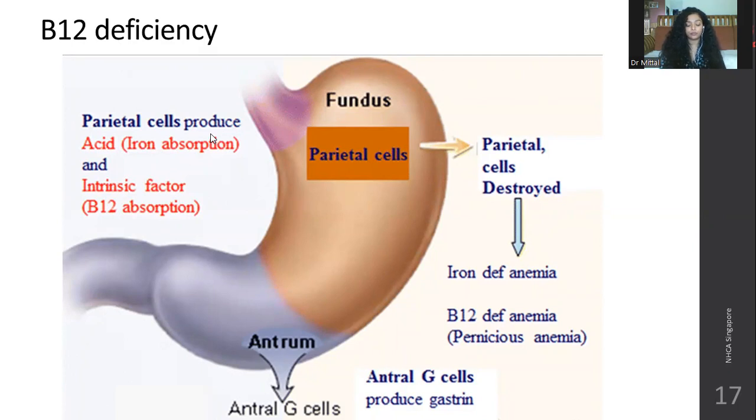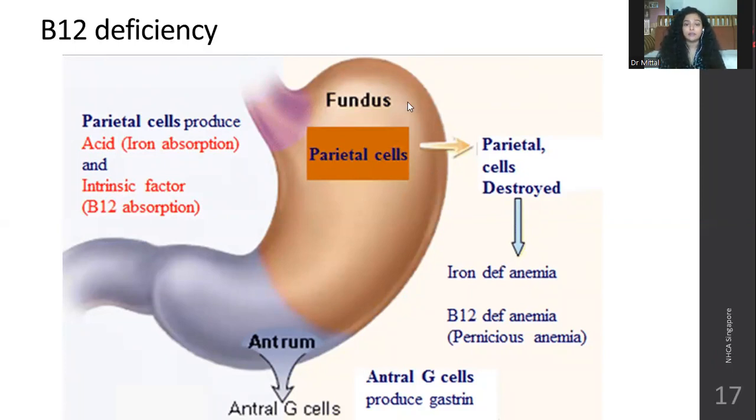Okay, it doesn't mean it's a substandard product. It does not mean it's a substandard product, but you have to understand Indian laws are slightly different as compared to international laws. So coming to pernicious anemia.